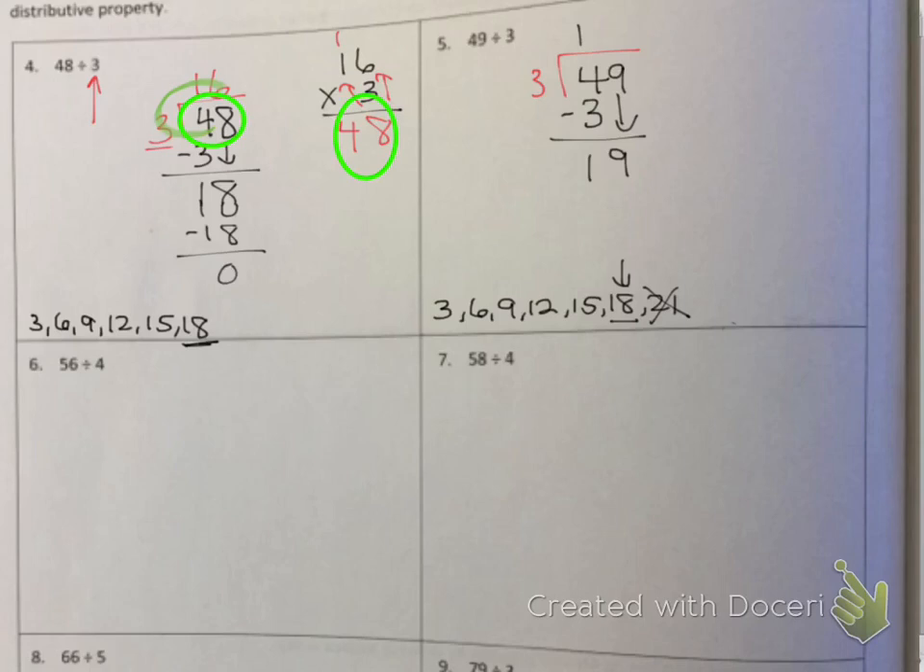How many groups of 3 is that? 1, 2, 3, 4, 5, 6 groups. And that's 18 dots, so I'm going to have 1 left over. And that's going to be my remainder.